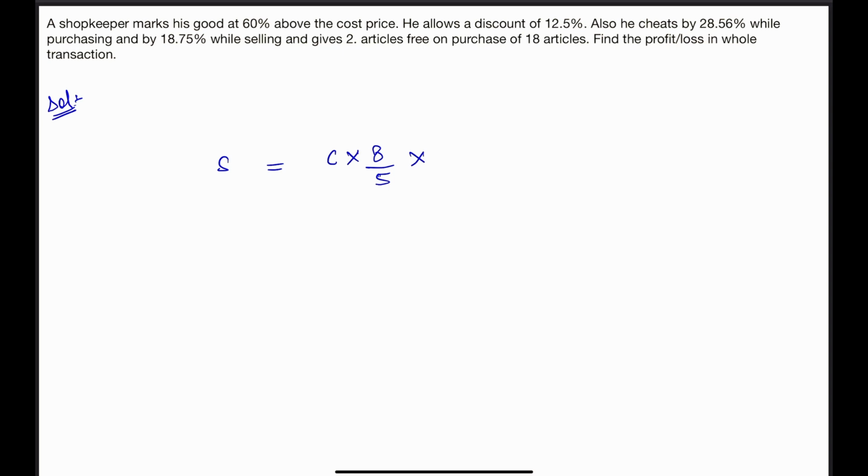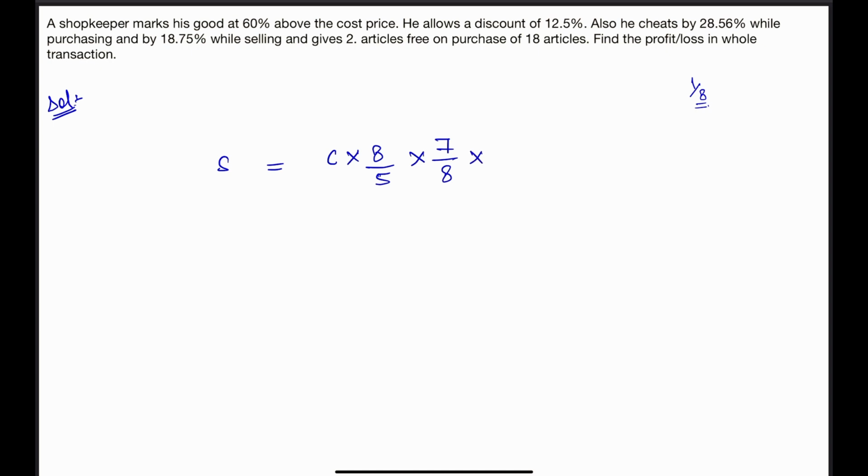If he is allowing a discount of 12.5%, that is 1 by 8. So let's understand, discount is his loss, right? Discount is actually a loss, discount is nothing but the loss for the shopkeeper. 12.5% is 1 by 8, so it will become 7 by 8 multiplication factor.